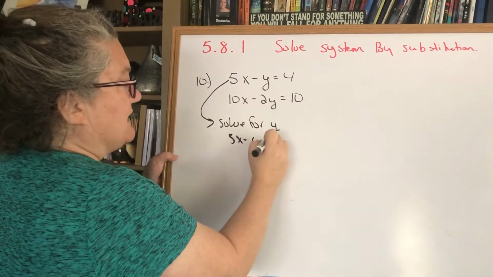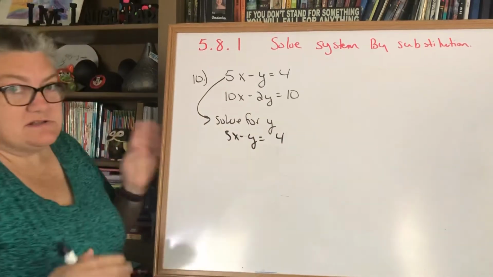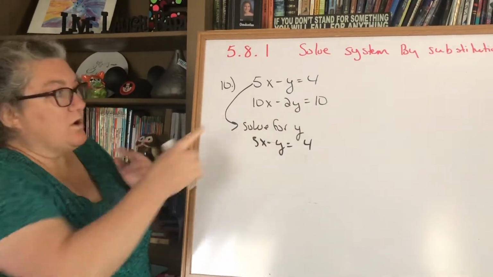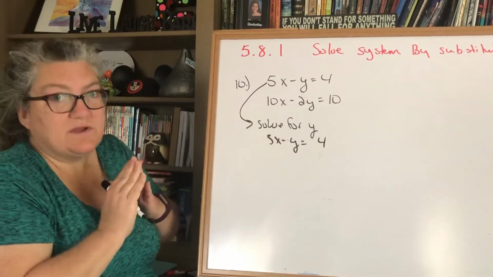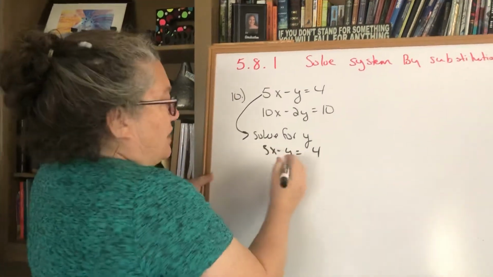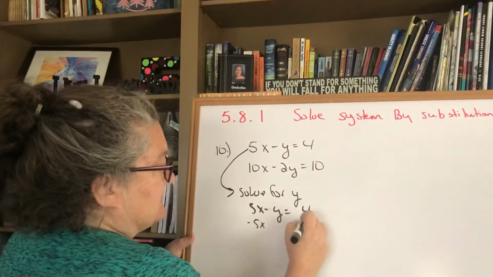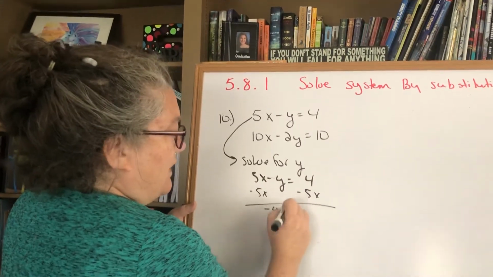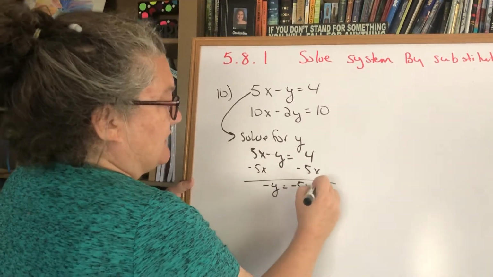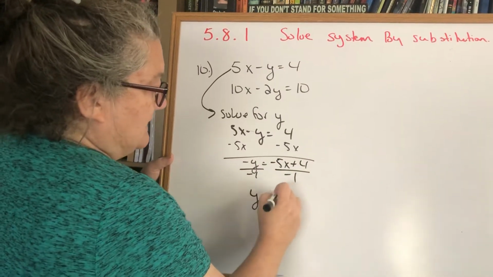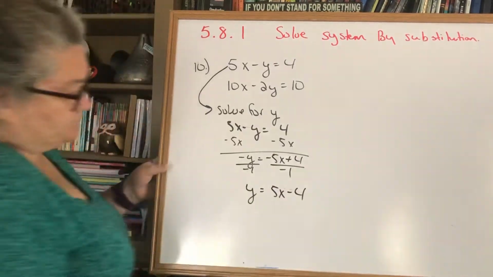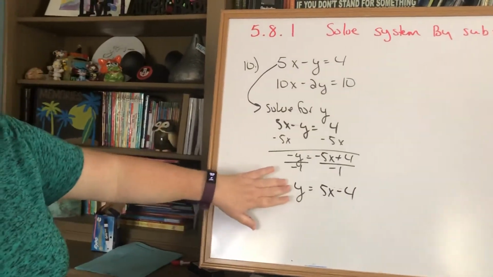5x minus y equals 4. Now remember, you could solve this one for x if you wanted, or you could solve this one down here for x or y. It doesn't matter. You just need to solve one equation for one variable. So I'm going to subtract 5x. Negative y equals negative 5x plus 4. Divide by negative 1. Y equals 5x minus 4. So I solved one of them for y.